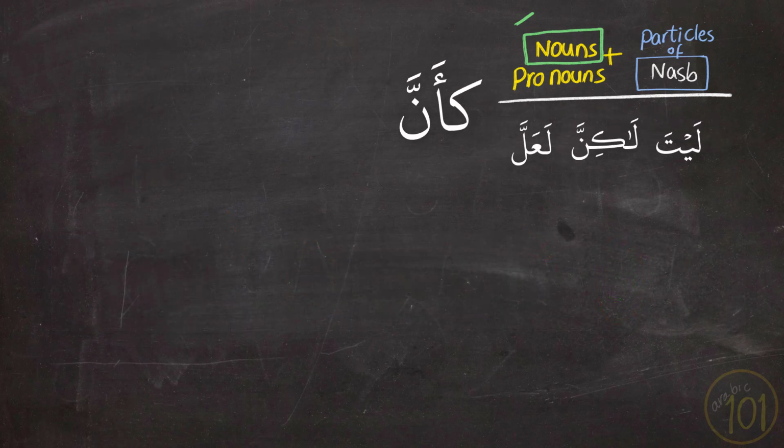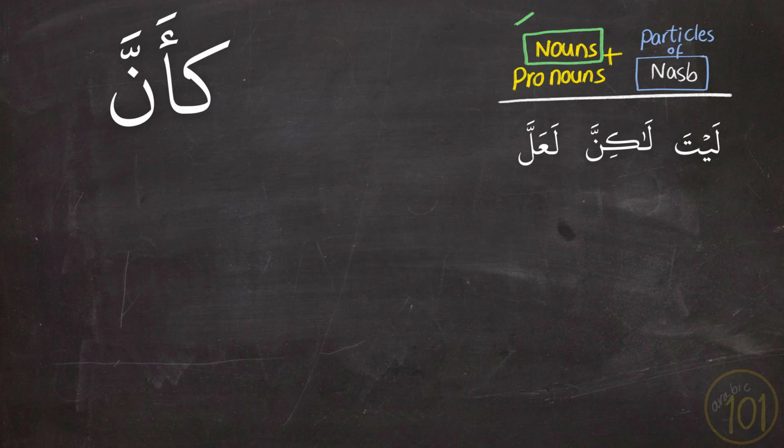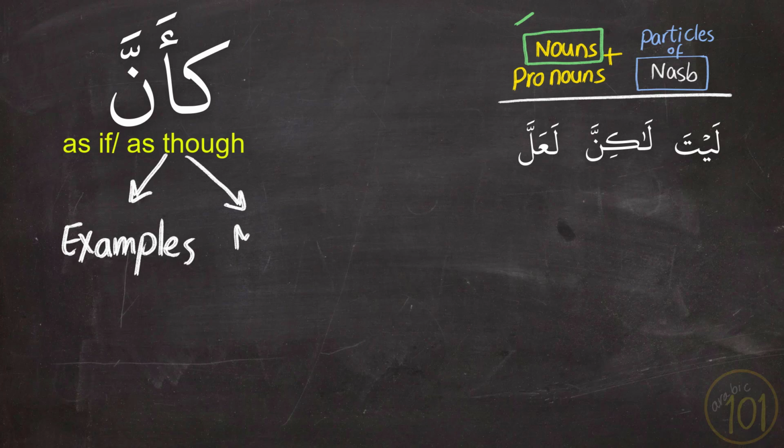The next particle is كأن, and كأن means as if or as though. And it is used in the Quran to draw examples and give metaphors in many situations to show the meaning of the ayah even more clearly.